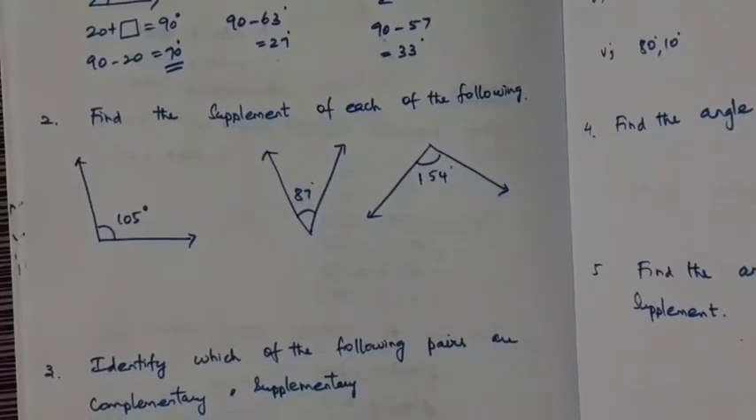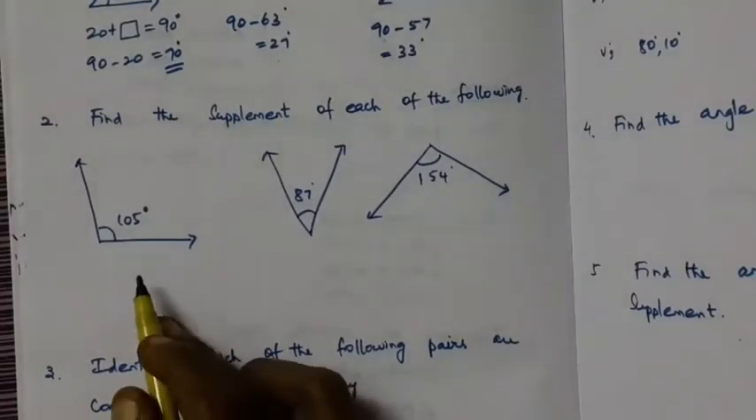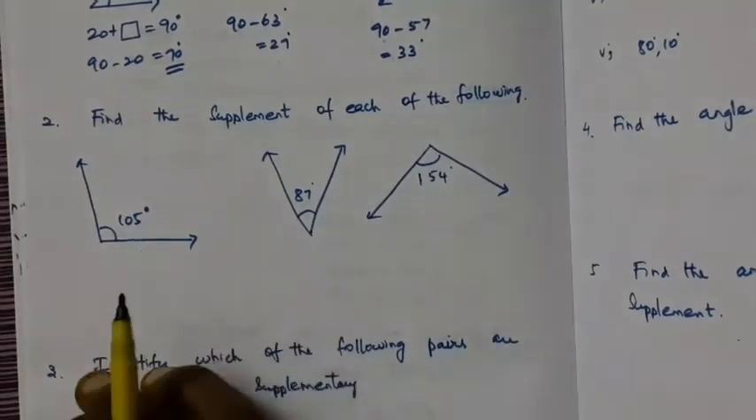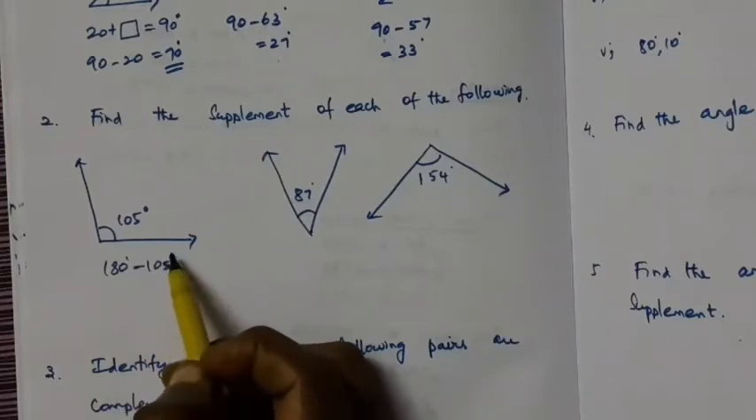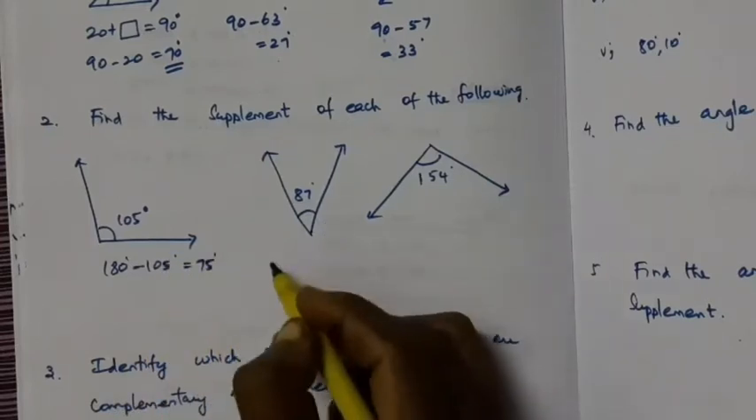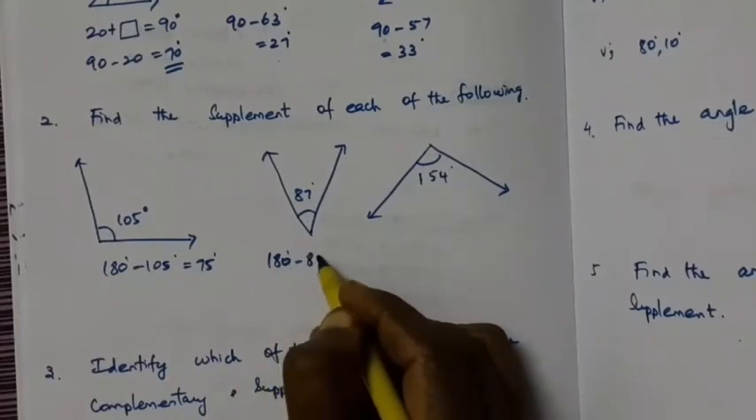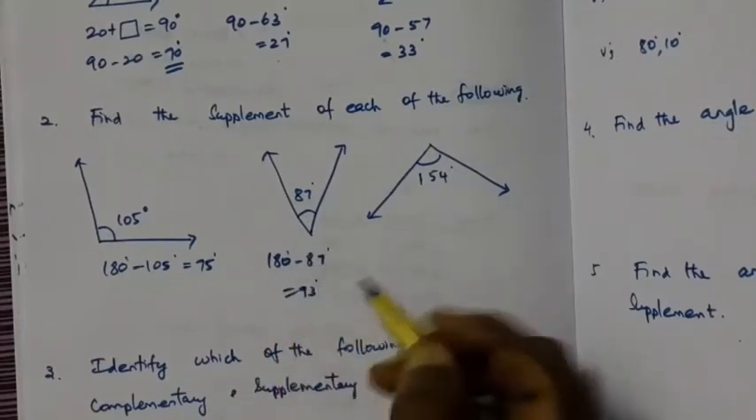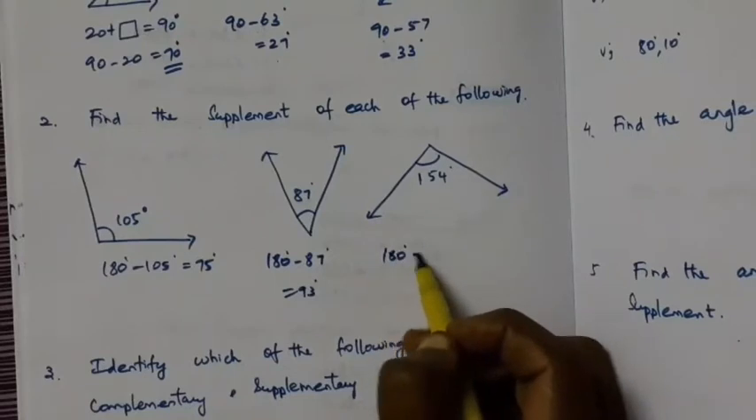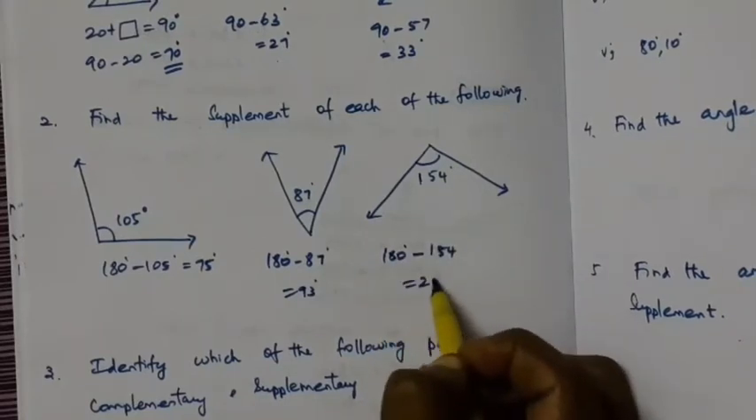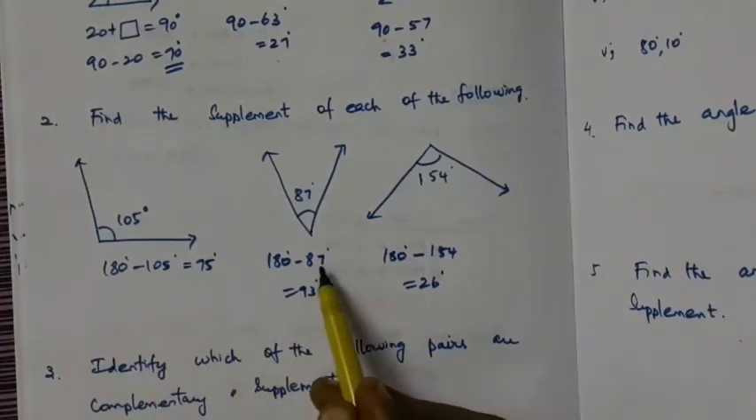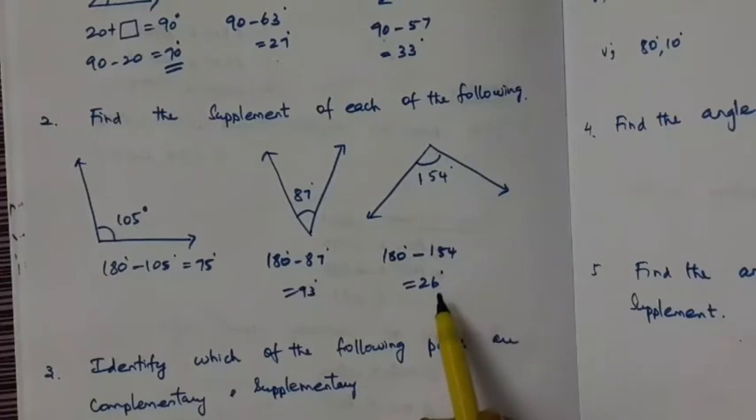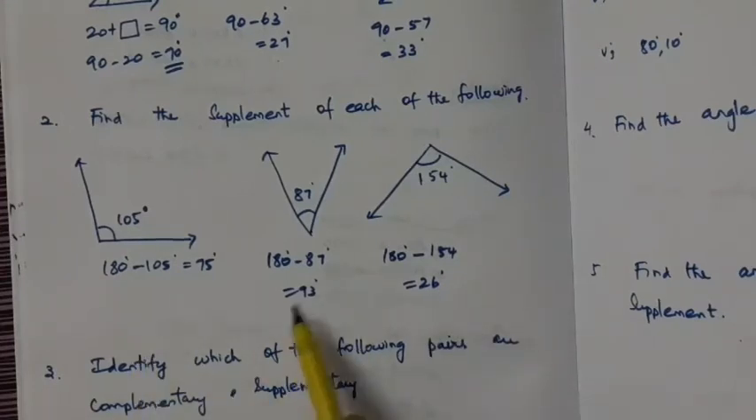The next is to find the supplement of each of the following. You should find the angle such that when you add it to 105, you get 180 degrees. So 180 minus 105 is 75. Here 180 minus 87 is 93. This is 180 minus 154, which is 26. You can check by adding 105 and 75, 87 plus 93, and 154 plus 26. You will get 180 degrees.